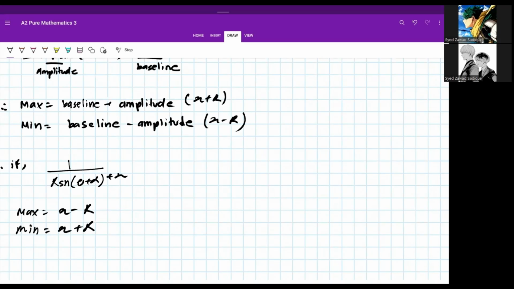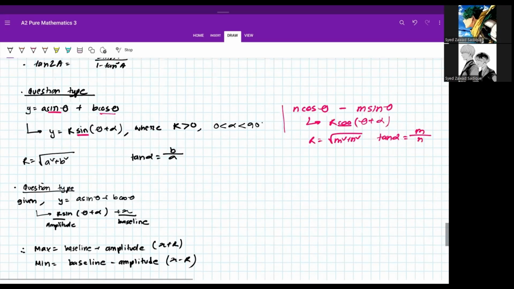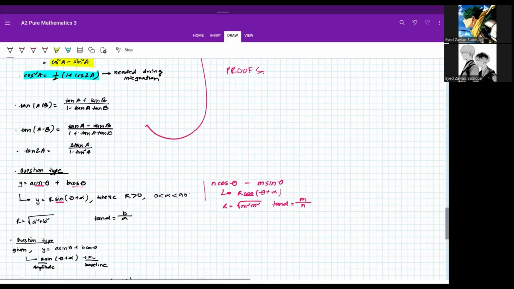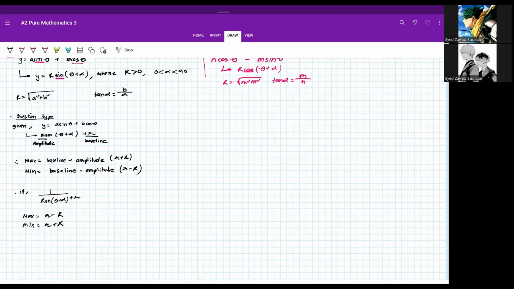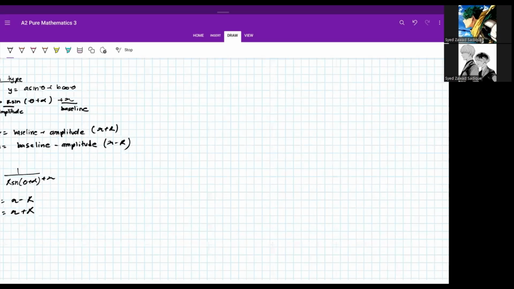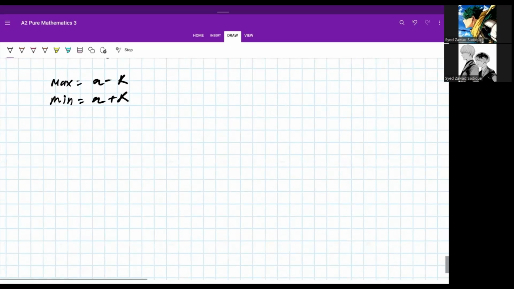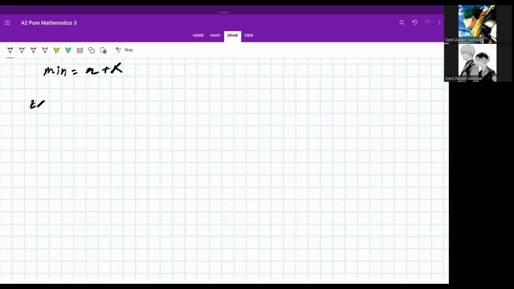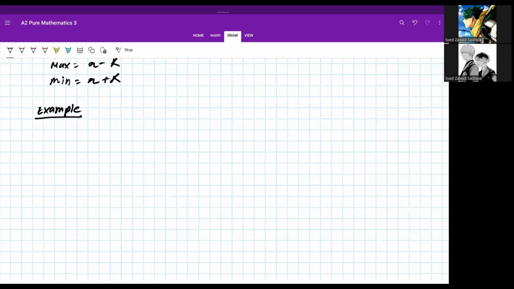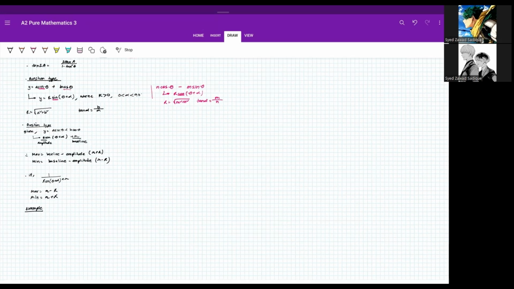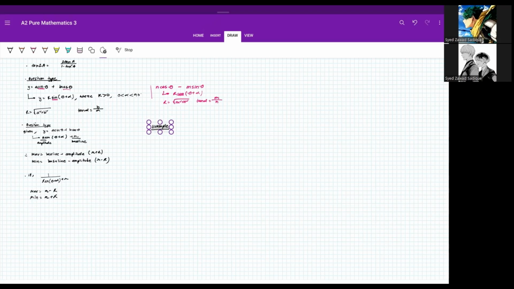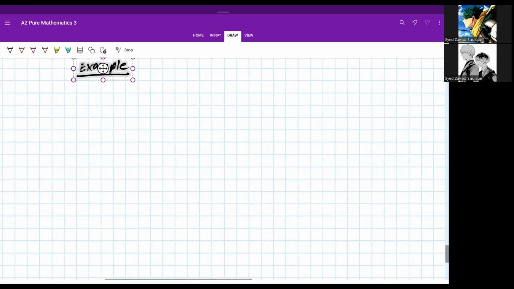Okay, now I'm sure there's a lot of writing and you guys do not understand. So let me give you a simple example. Actually, I feel like I should give the example here. Okay, let's say example.